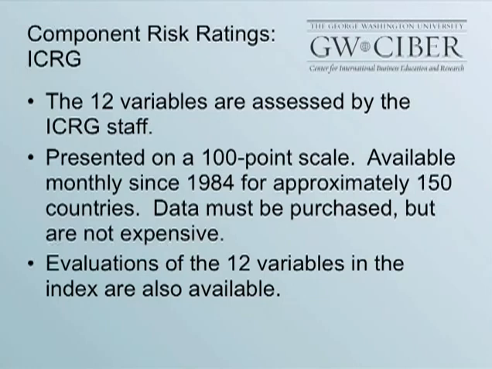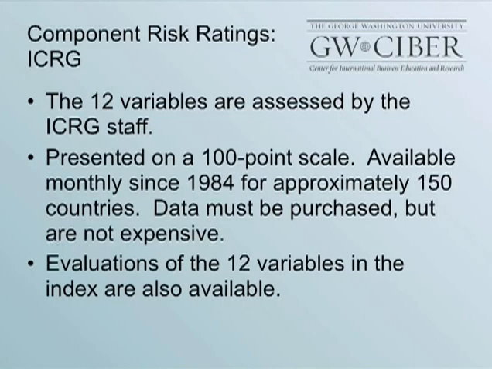Other variables would be in the category of economic and financial risk. Some of these can be measured. There are often surveys of corruption, for example. There are a lot of different organizations looking at corruption. Some of these have to be subjectively scaled somehow. Well, these 12 variables are basically assessed by the ICRG staff, and so they rely on full-time staff and some stringers to provide information.